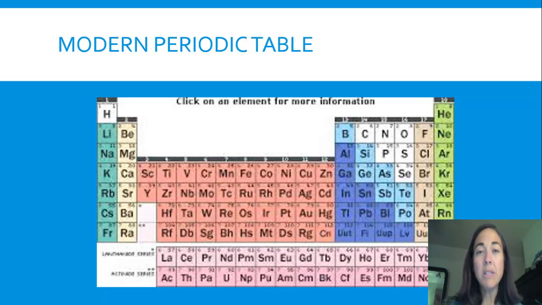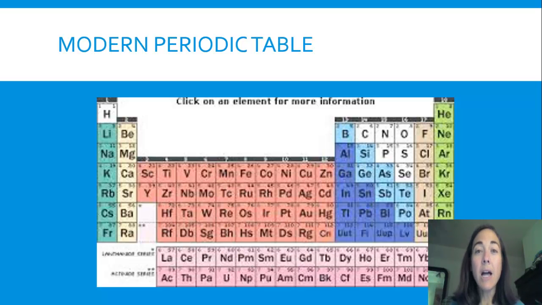What I want you to do at this point is to review the parts of the periodic table. On this slide you can see on the left side hydrogen is white. It's on the left where all the metals are located, but hydrogen's not a metal. It's actually a nonmetal. So always remember it's a little bit out of place.